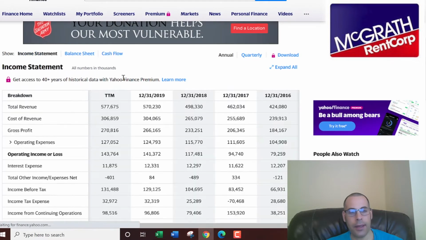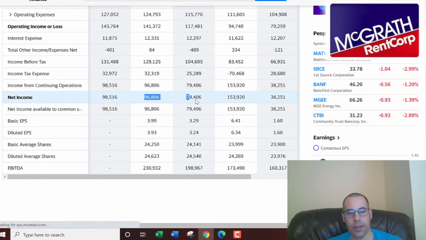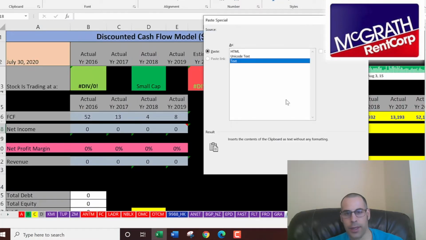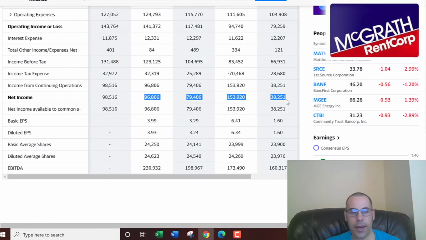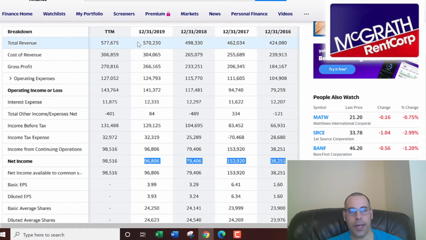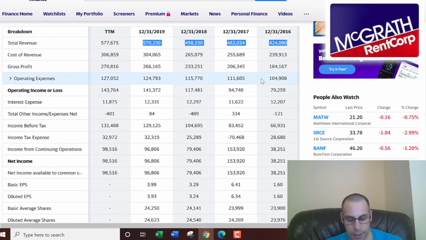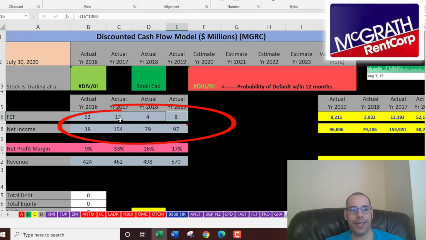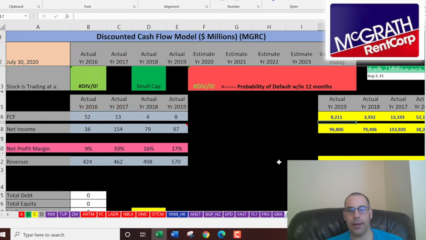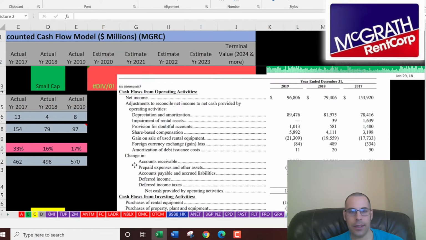Now I'm going to get the net income, which is the profit and loss on the income statement. That's also going into the model. Then I'm going to pull the revenue, which are the sales for each year. Every year the sales are increasing. You can see in 2017, 18, and 19, their free cash flow was less than their net income. I like to always check to see why that is.